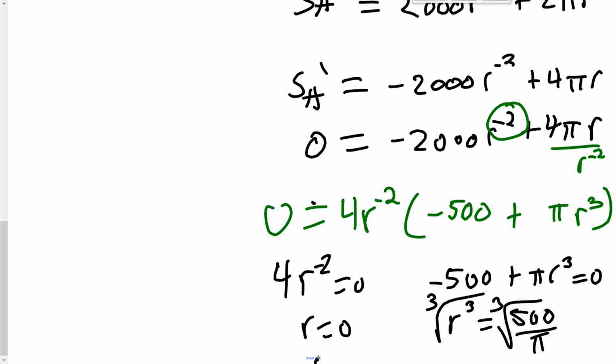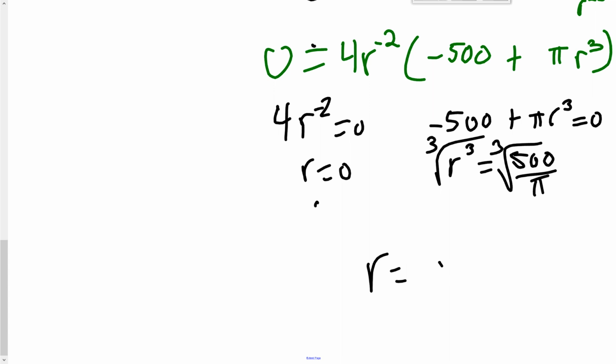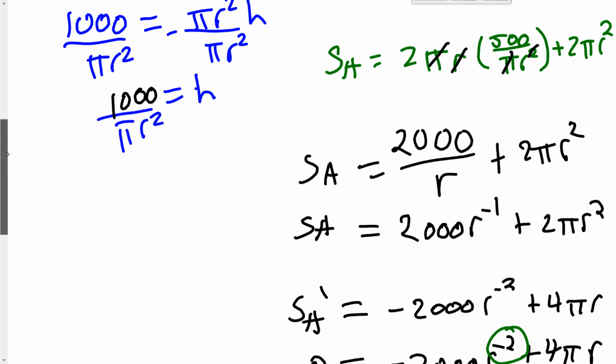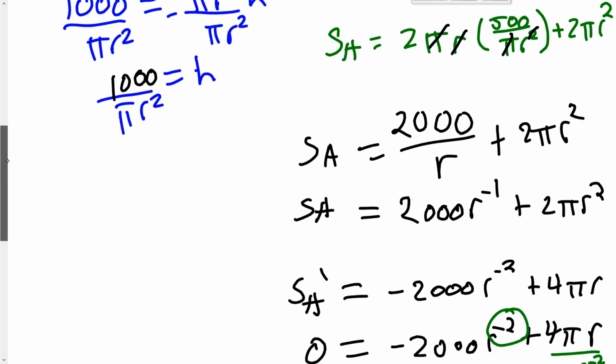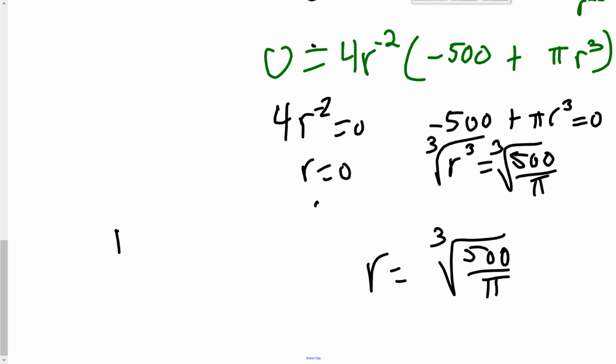So we need our radius to be the cube root of 500 over pi, whatever that is. Then I can find my dimensions, right? So this is what's going to minimize the cost. This r is going to be the smallest radius we can have to fit 1 liter of oil in this. And then we need our h, which we already have. Our h is 1,000 over pi r squared.